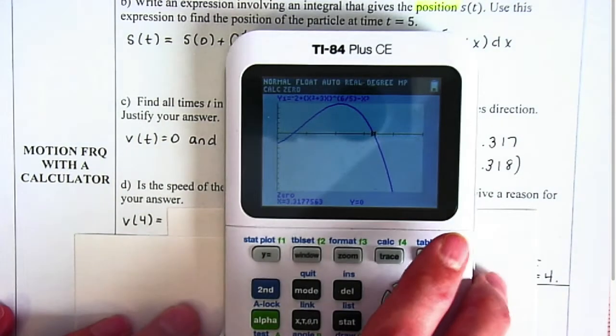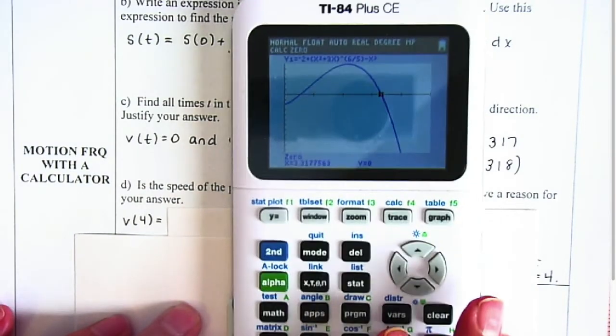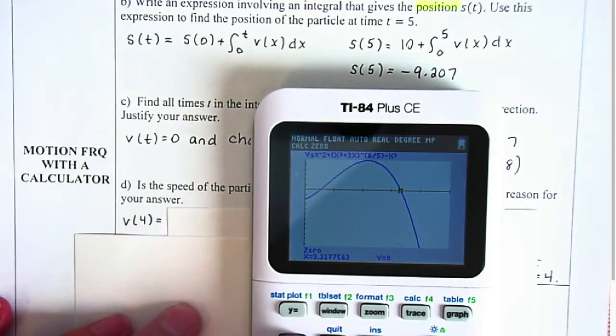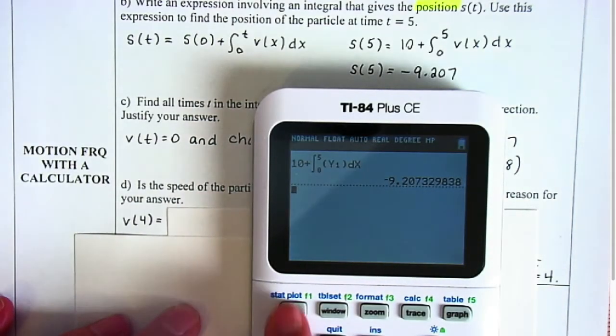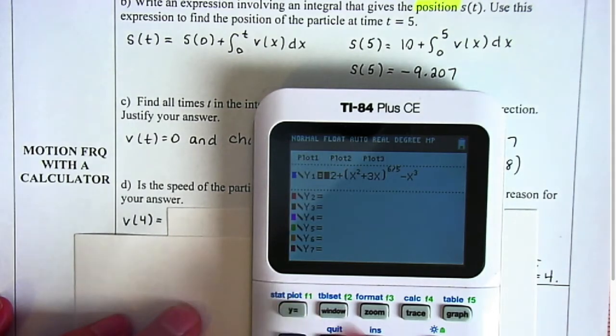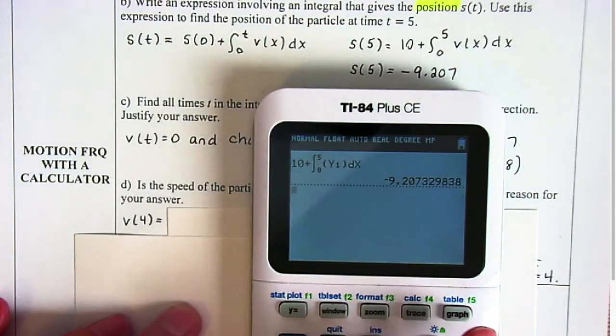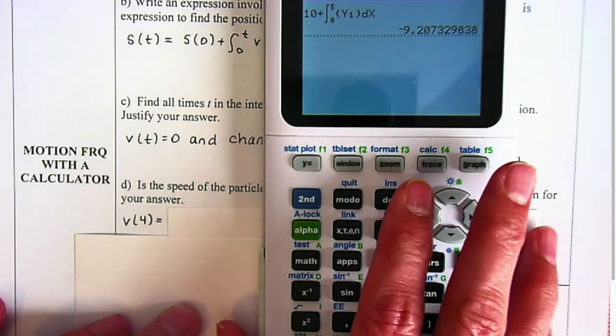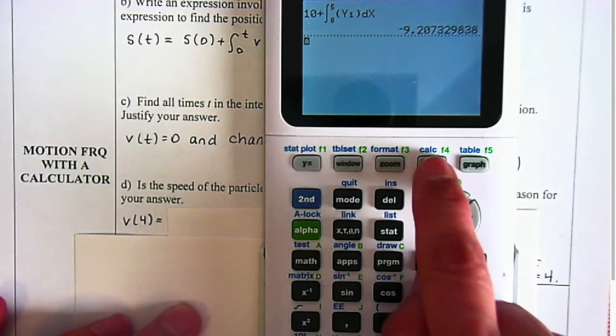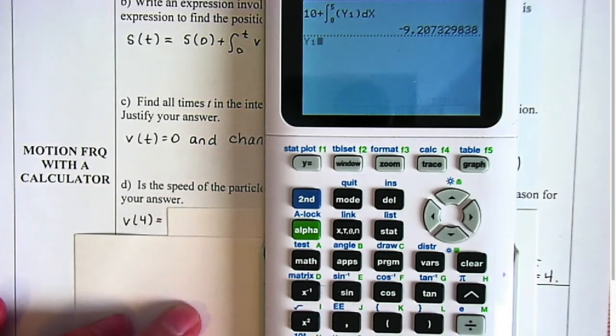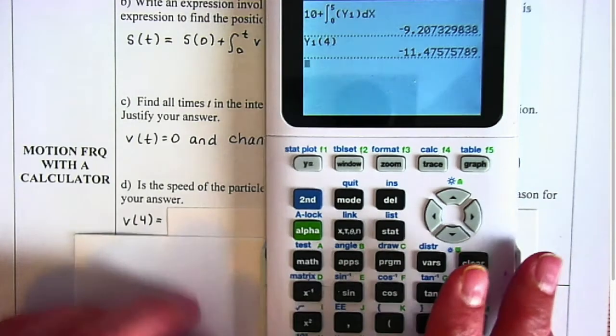So keep in mind that my velocity is stored in here. So my velocity equation is right there in y1. So what I want to do is y1 of 4. So I alpha f4, pull up y1 of 4. Tells me negative 11.475.